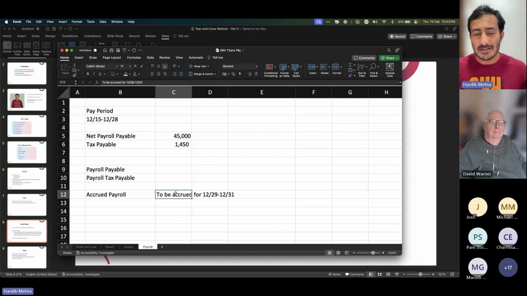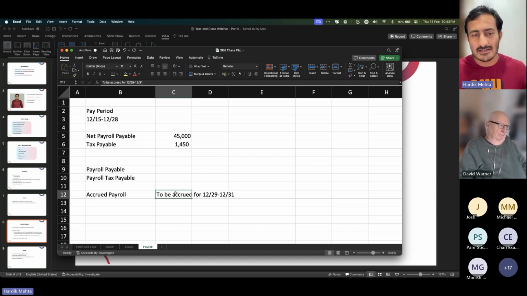But let's say I'm doing my close on the 6th or 7th of January, and this payroll has not been run, but I still have to make the accruals. Then I would take the base of the previous payroll period and accrue it accordingly based on the number of days, right?